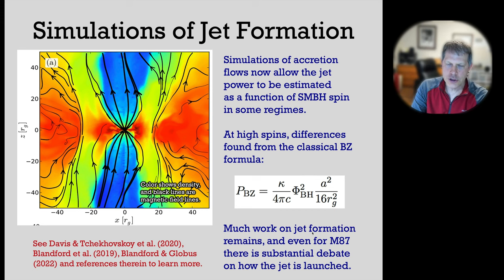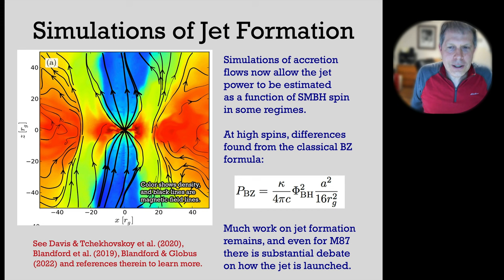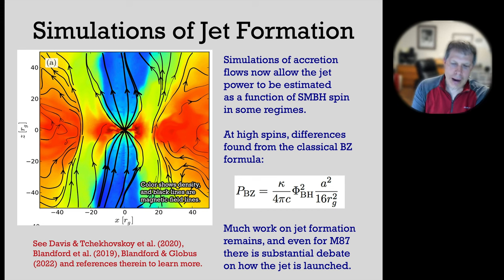Much work on jet formation remains, and notably, even for M87, where we now have radio imaging down to the event horizon, there is substantial debate in papers coming out even over the past year or two on exactly how the jet is being launched. Some researchers say we think it's this, other researchers think it's that, and they're all working toward getting to the truth. But it's remarkable, we're actually making real progress on understanding these jets and how they're being made on the very small scales.